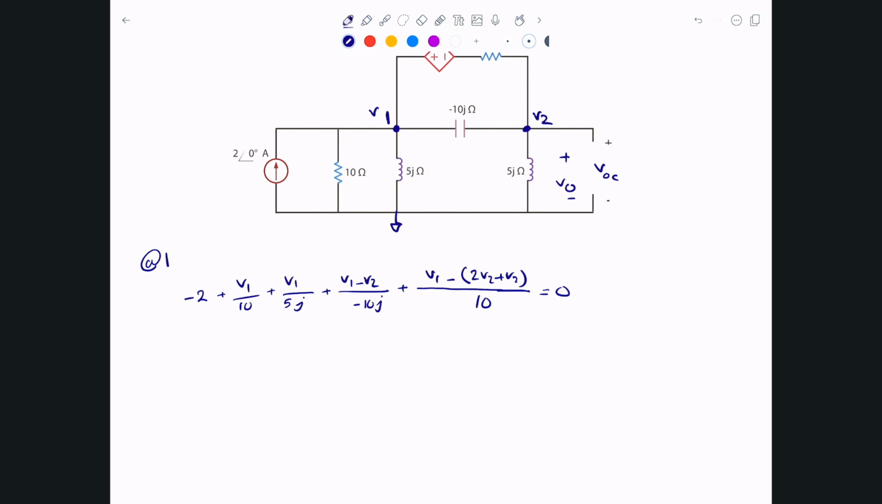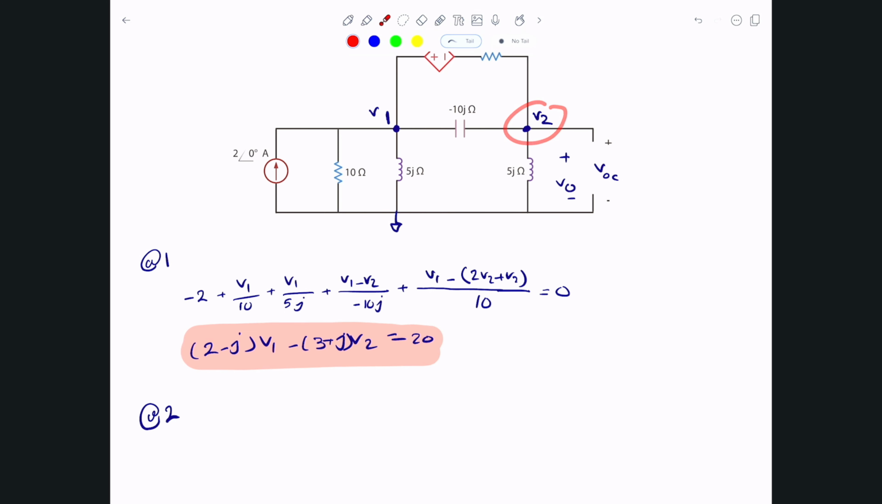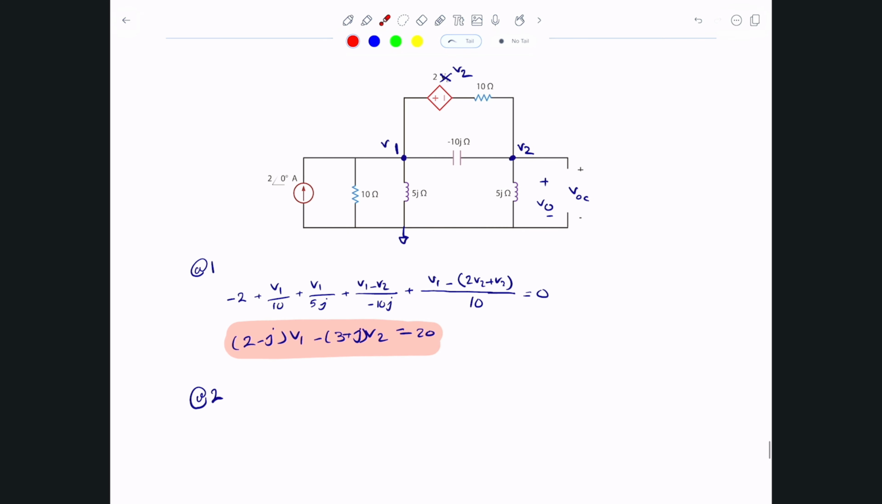Now we do a little bit of algebra to clean it up, and we will end up with the following: (2 minus j) V1 minus (3 plus j) V2 should equal 20. Let me highlight it, because this is the first equation out of 2 for the 2 unknowns that we have. Now we're going to do something very similar, which is writing the nodal analysis for the second node. So what we have is the following.